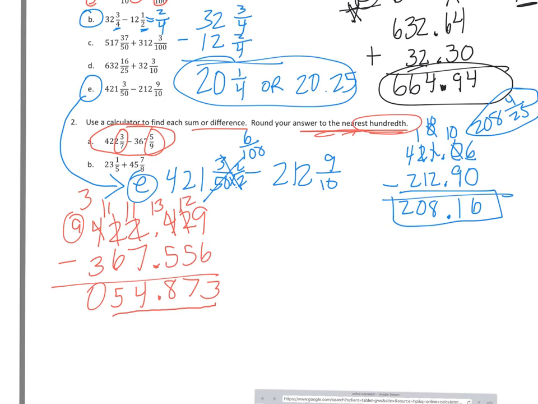This says round to the hundredths, so I'm looking at the thousandths place. It's a 3, so this 7 stays the same. So I have 54 and 87 hundredths. So that's what you'll do for part B. Take the fractions, turn them into decimals using a calculator, and make sure you go out to the thousandths place so then you can make a best rounding for the hundredths.